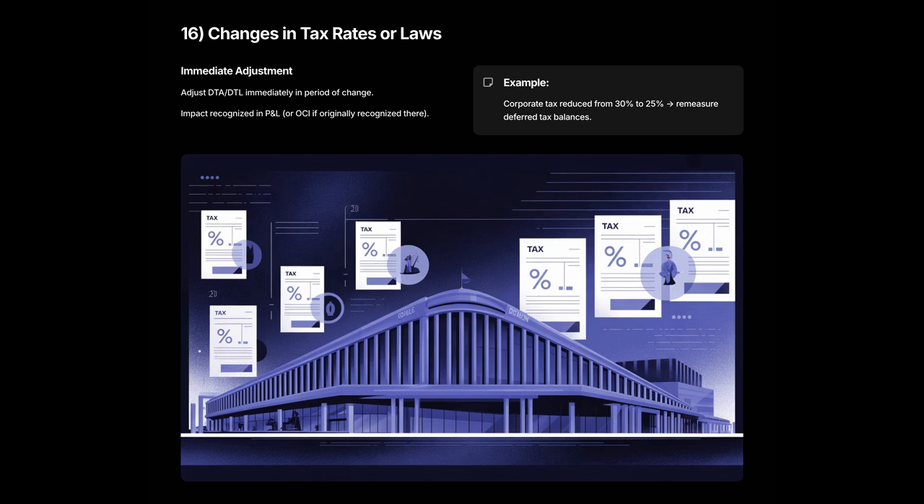Recognize the impact immediately in the same place, profit and loss, or OCI if that's where it originated. Example, corporate tax rate drops from 30 to 25%. You'll reduce your DTL and adjust the difference in that period's accounts.